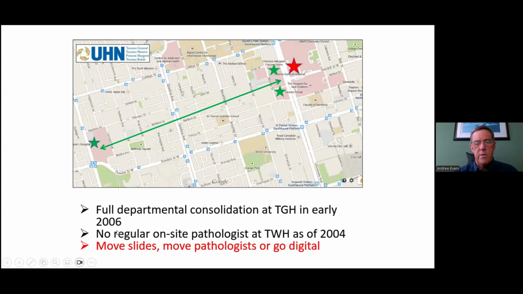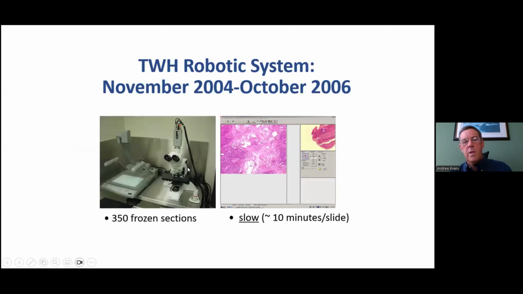Into early 2006, there would be no regular on-site pathologist at the Toronto Western site, the Green Star on the left, to cover frozen sections originating from neurosurgical procedures. So again: move slides, move pathologists, or look at digital. And this was the initial initiative of Dr. Sylvia Asa, the program medical director at the time, to implement this robotic microscope, which we did in 2004.